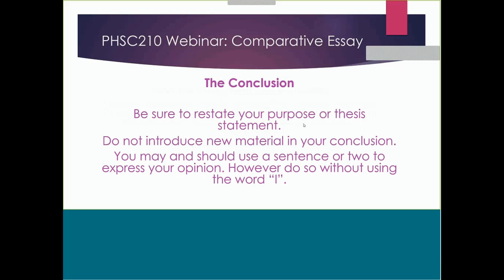So you may and should use a sentence or 2 to express your opinion in comparing and contrasting the 2, because both can't be true. In all these cases, the 2 different views are mutually exclusive. It's really not a fair conclusion to say, well, both have merits, because they both can't be true. So one side can't have merit if the other side is true. So please do so in your conclusion without using the word I. So please refrain from using first person all the way through the conclusion.